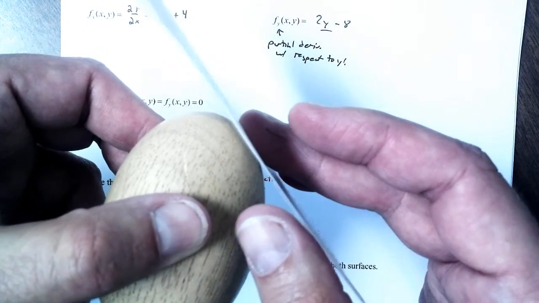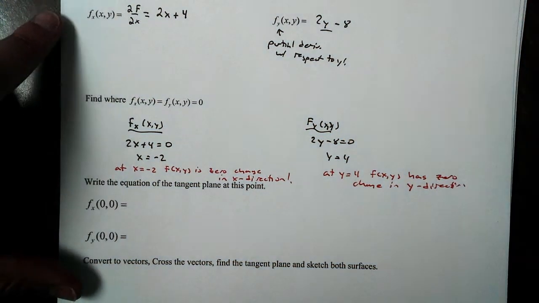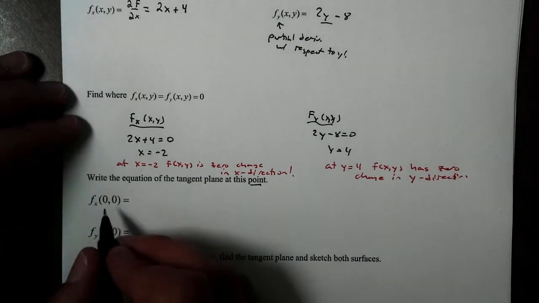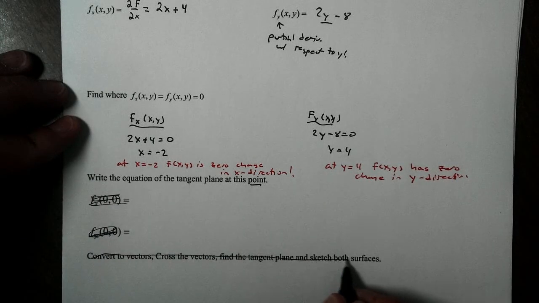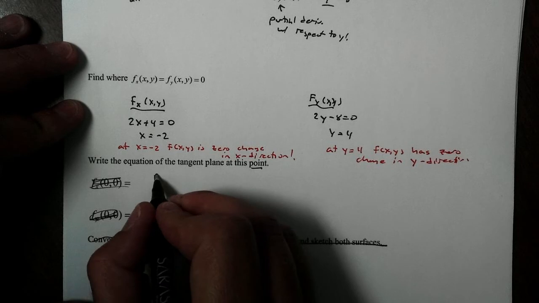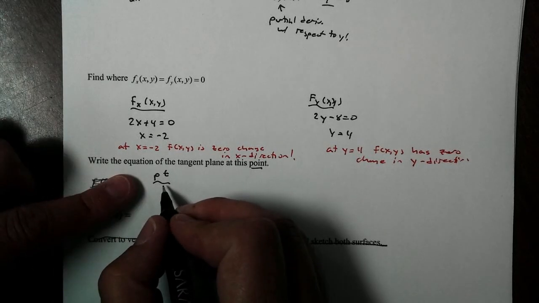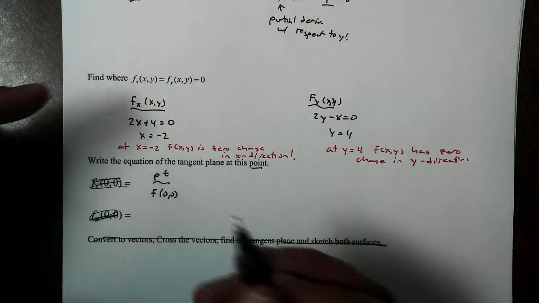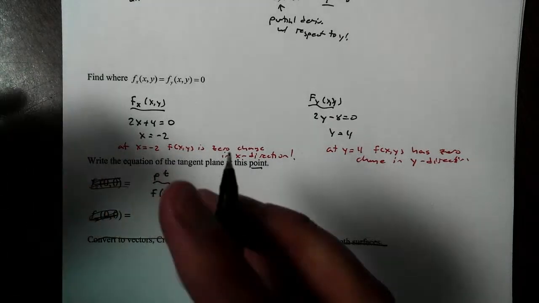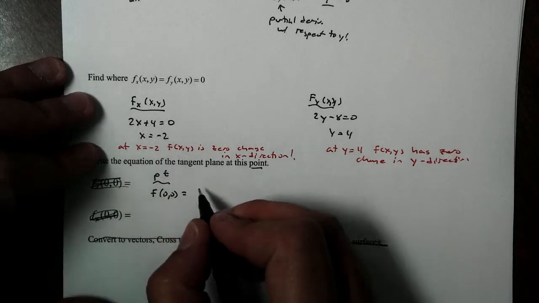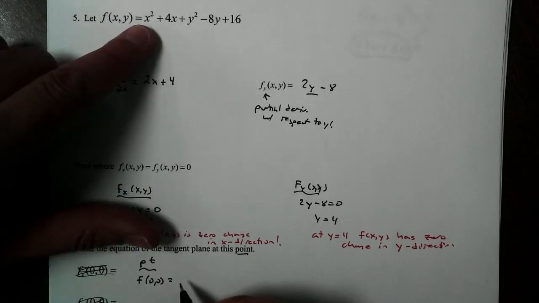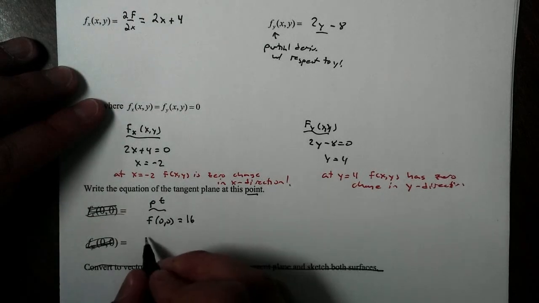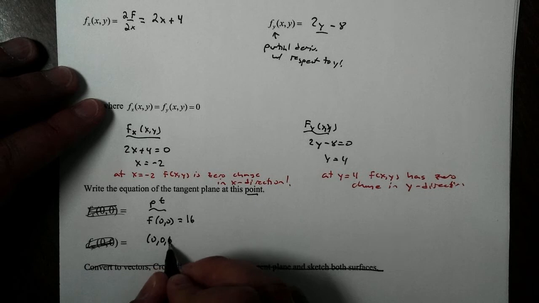Now, we've done tangent planes before. The two things we need: one, we need a point, and of course we need direction. So the first thing we're going to need is a point. Well, to get the point, we want to be at 0, 0. They'll always tell you the point. So if I plug 0, 0 into my function, 0 plus 0 plus 0 minus 0 plus 16. So that's just going to become 16. So we would have the point 0, 0, 16.